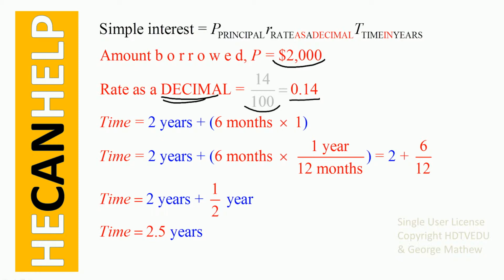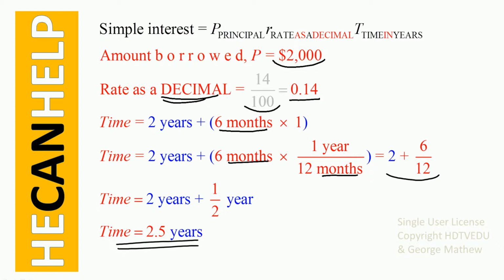Next is, what is time? Time is 2 years and 6 months. 6 months we have to convert to years. And you know that 1 year is equal to 12 months. So what is 1 year divided by 12 months? It's as good as multiplying by 1. So 6 months, and months cancel out. So you get your time in years as 2 plus 6 over 12. 6 over 12 is 1 over 2. And 1 over 2 is 0.5. So you get time equal to 2.5 years.